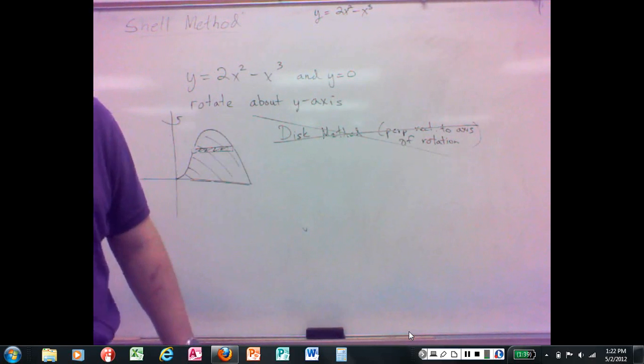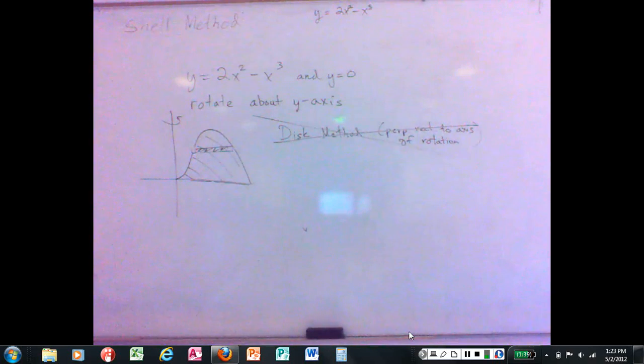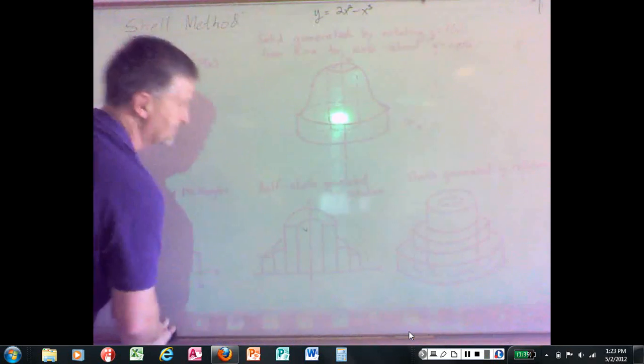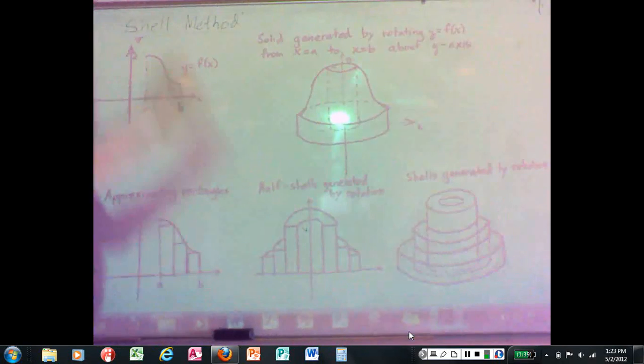Cue the handout. Okay, so shell method. Looking at the handout now, and this is the new function. We'll get back to that one in just a second.